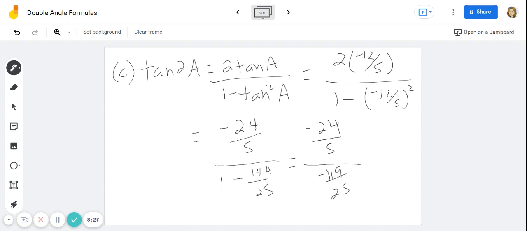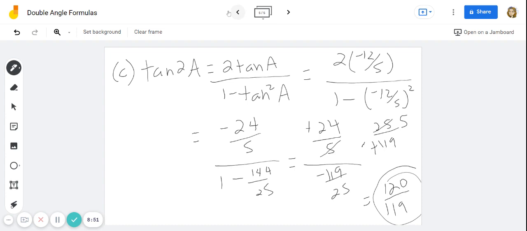Okay, let's flip and multiply. We want to multiply by 25 over negative 119. Our negatives will cancel because we have a negative divided by a negative. 25 over 5 would become 5. And then 24 times 5 would be 120. And our denominator would be 119.